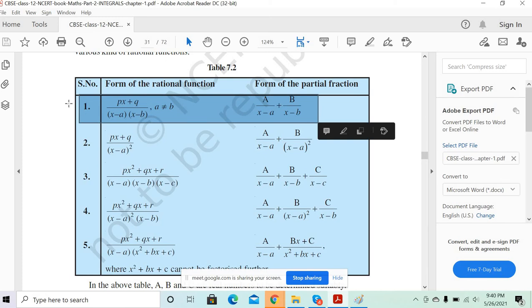Write on this part. First one you write, Vijay. px plus q divided by x minus a into x minus b should be equal to a by x minus a plus b by x minus b.